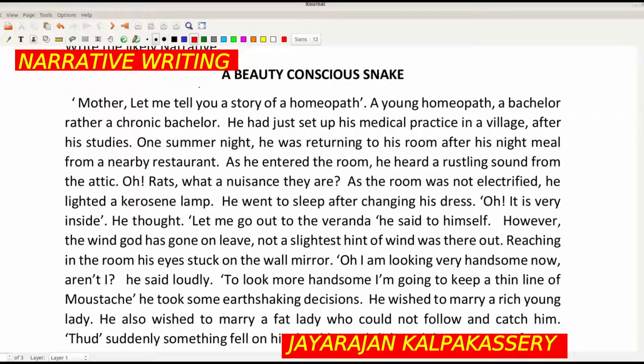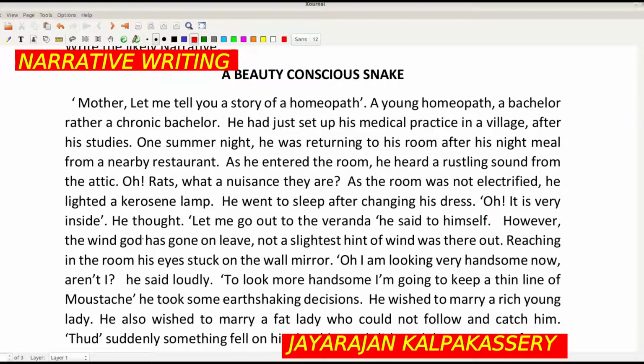Let's read the answer. A Beauty Conscious Snake. This is the title I have given. Mother, let me tell you a story of a homeopath. A young homeopath, a bachelor, rather a chronic bachelor. He had just set up his medical practice in a village after his studies. One summer night, he was returning to his room after his night meal from a nearby restaurant. As he entered the room, he heard a rustling sound from the attic. Oh, rats! What a nuisance they are! As the room was not electrified, he lighted a kerosene lamp. He went to sleep after changing his dress.